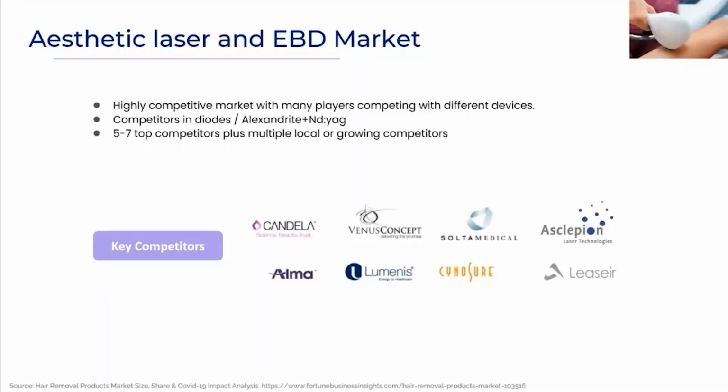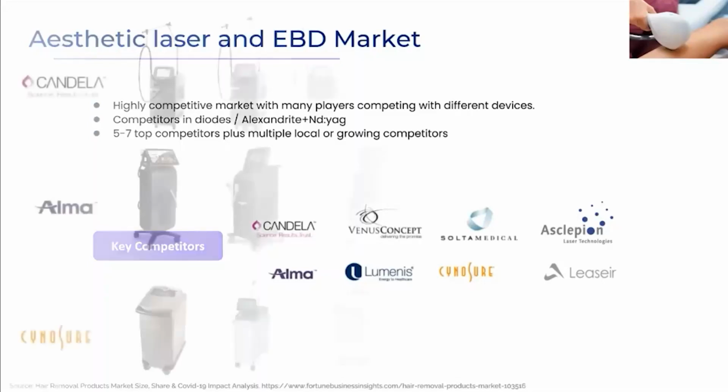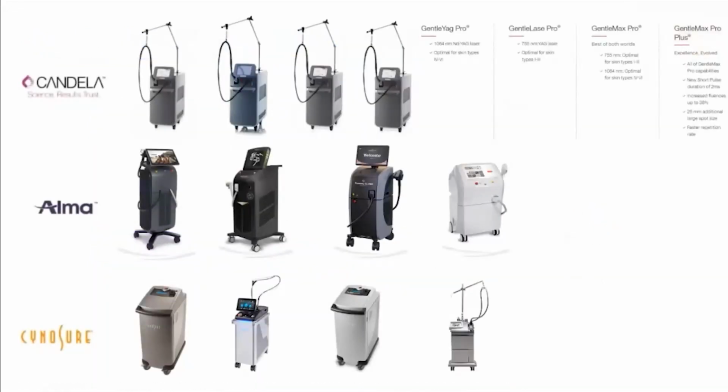So understanding a little bit more about the devices, we see that there are a few companies that have very well-structured brands. For example, we have Candela, which has a series of different devices. Even though they are alexandrite or YAG lasers, they are very effective and they are competing with us.